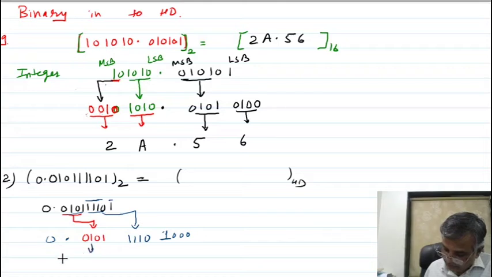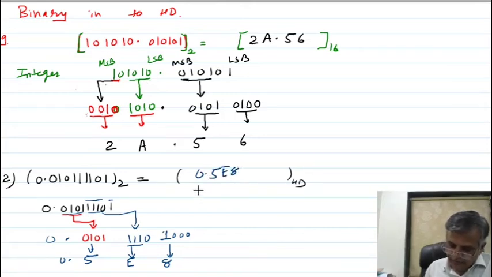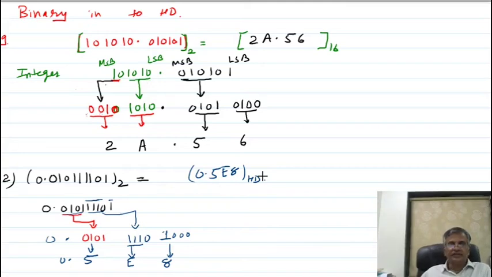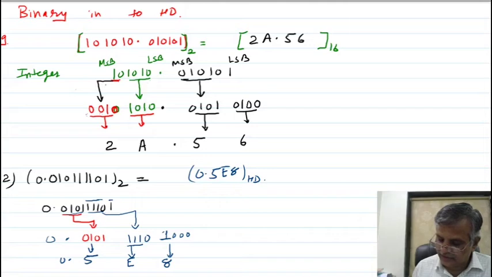Now this is written in hexadecimal as 5, this is written as E, and this is written as 8. So my answer is 0.5E8 hexadecimal number. So in this way you can easily convert hexadecimal into binary and binary into hexadecimal.